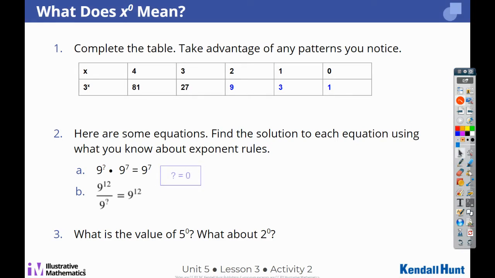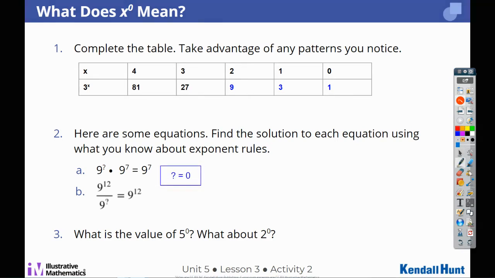So 9 to the power of 0 is going to give me 1. And then 1 times 9 to the power of 7 is 9 to the power of 7. Through division, if I have 9 to the power of 12 divided by 9 to the power of something, what does that question mark need to be in order for me to get 9 to the power of 12?